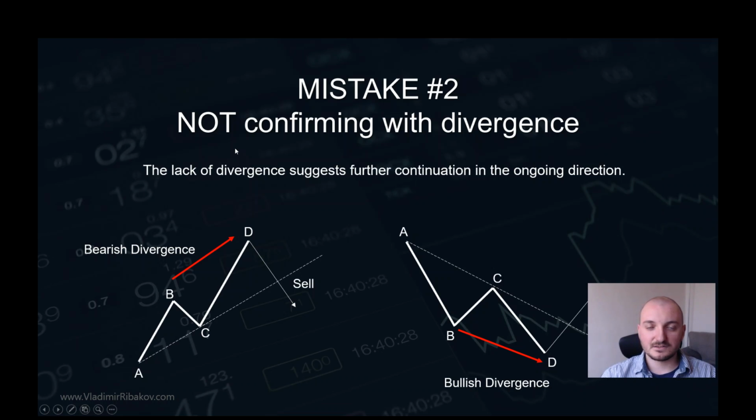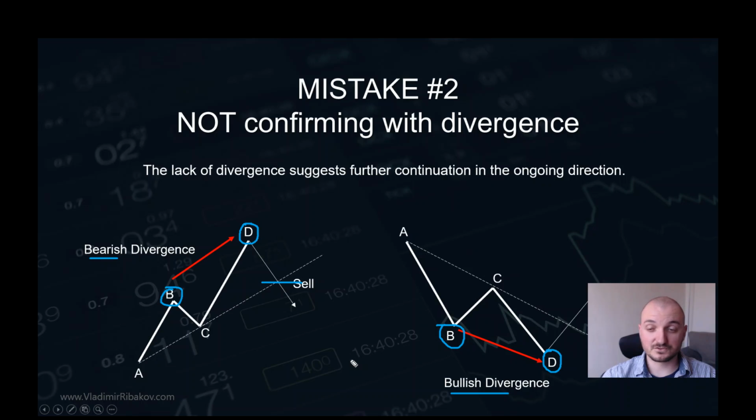That leads us to mistake number 2, which is not confirming with divergences. Basically, the lack of divergence suggests that further continuation in the ongoing direction is about to happen. What does that mean? That means that you want to see divergence, a bearish one, when it comes to selling, and you want to see that divergence forming between B and D, the two highs.